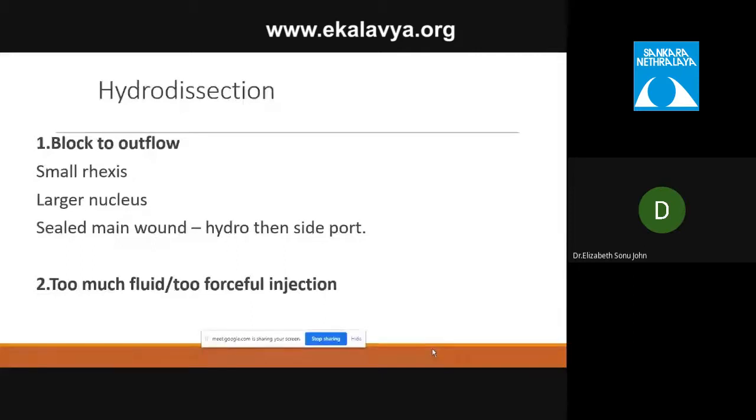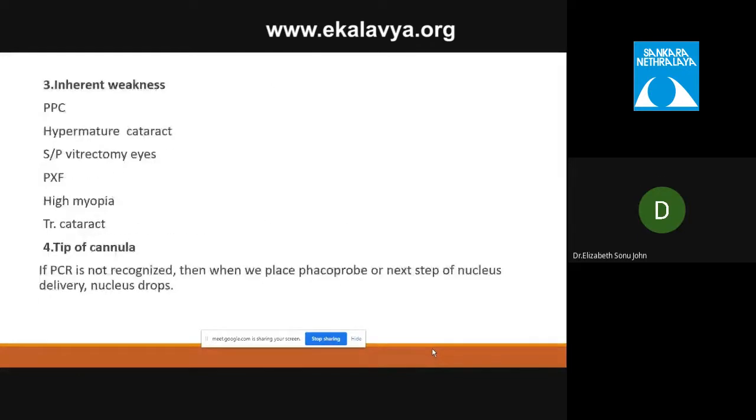Too much fluid or too forceful injection should be avoided. It should just be jets of fluid and not continuous, fully forced fluid. The other cause is inherent weakness of the zonule, like in PPC, hypermature cataract, vitrectomy eyes where you expect a PCR, pseudoexfoliation, high myopes where the PC is thin, and in traumatic cataract.